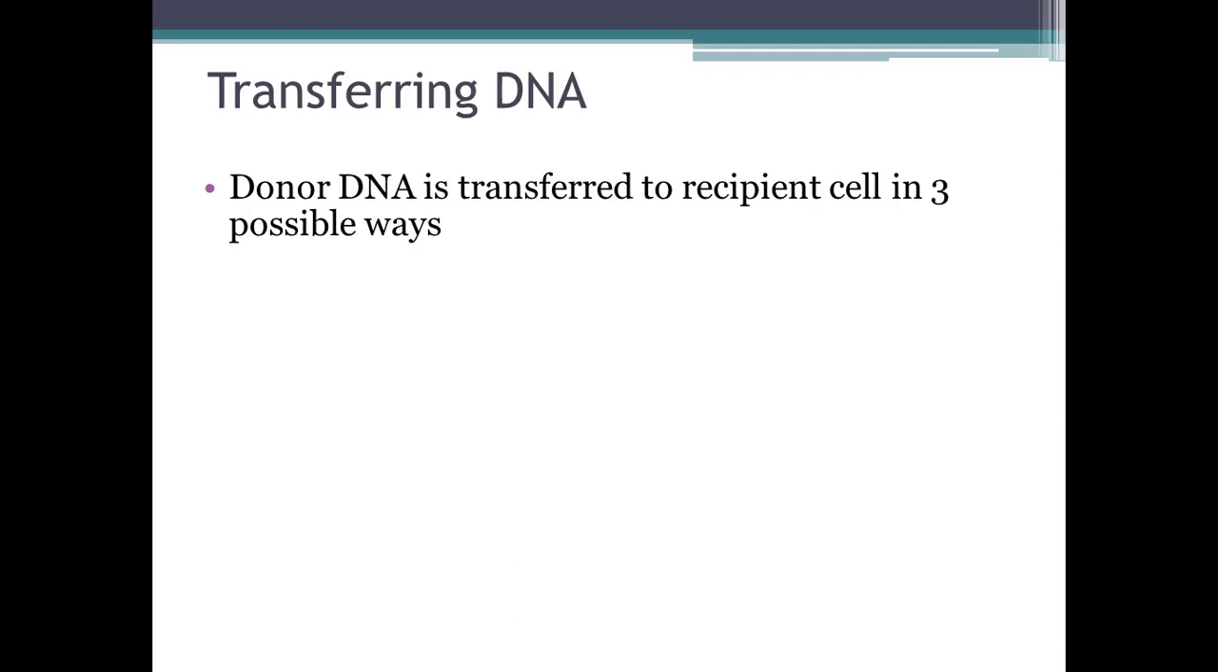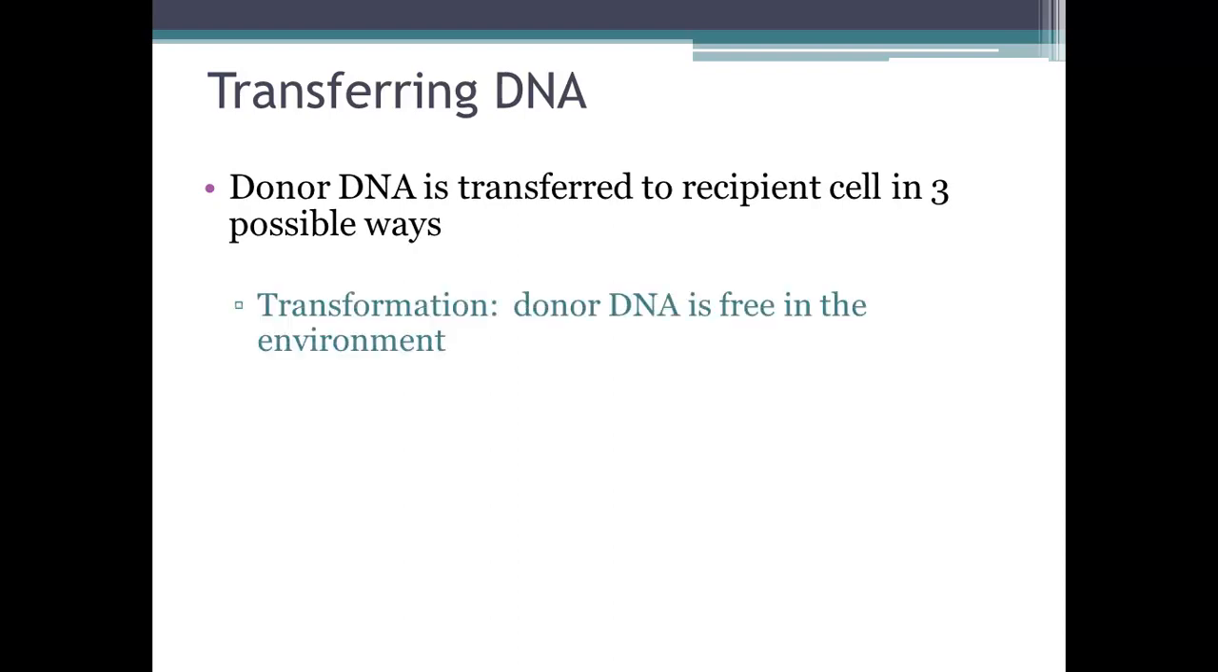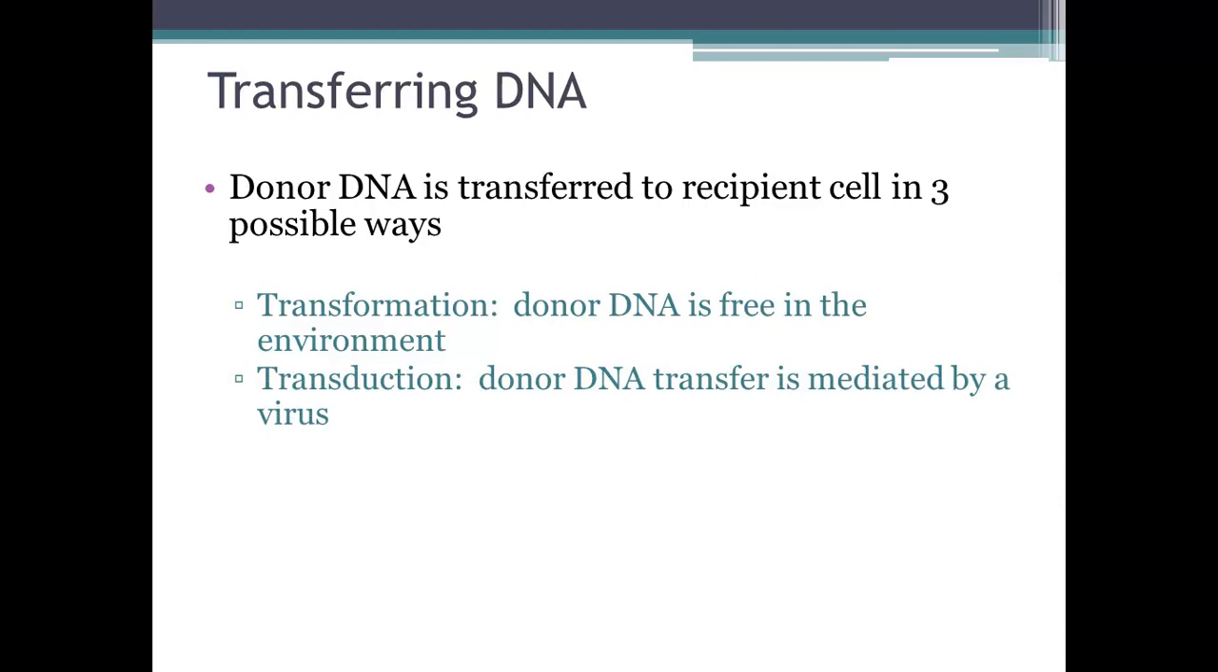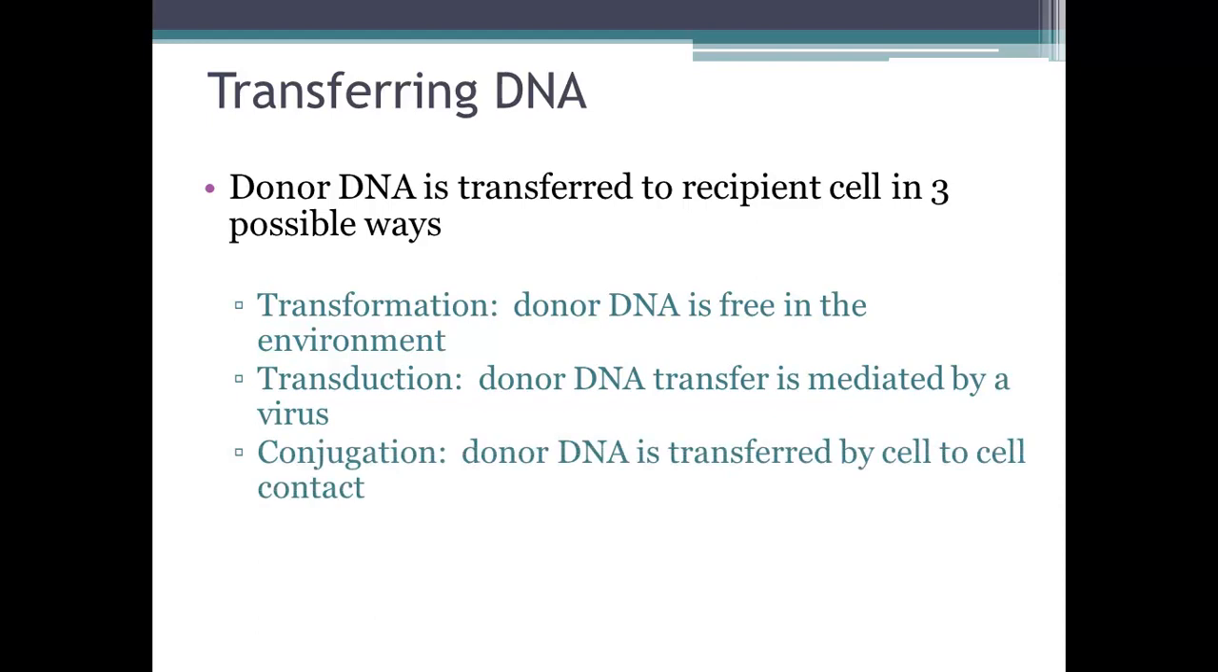Donor DNA is transferred to the recipient cell in 3 possible ways. In transformation, the donor DNA is free in the environment. In transduction, the donor DNA transfer is mediated by a virus. In conjugation, the donor DNA is transferred by cell-to-cell contact. Let's start with transformation first.